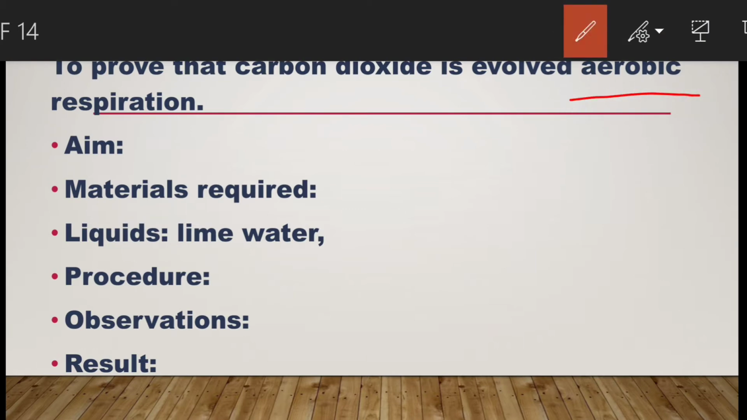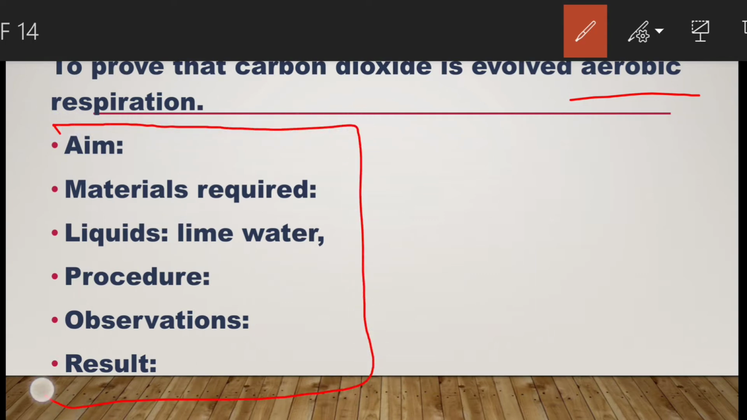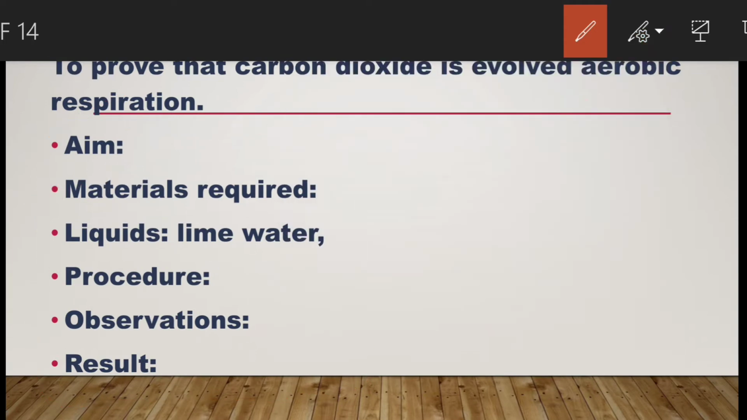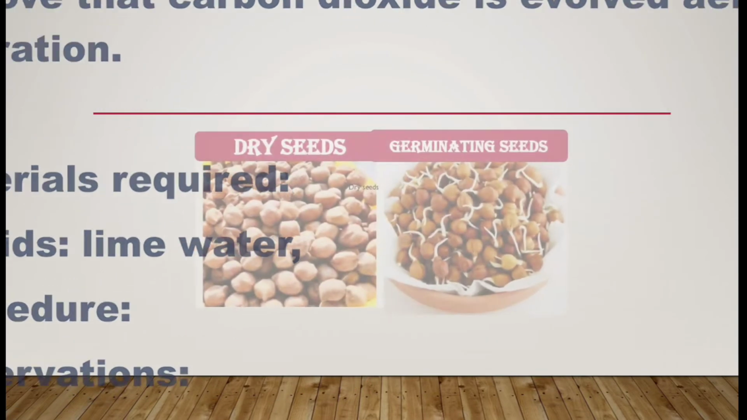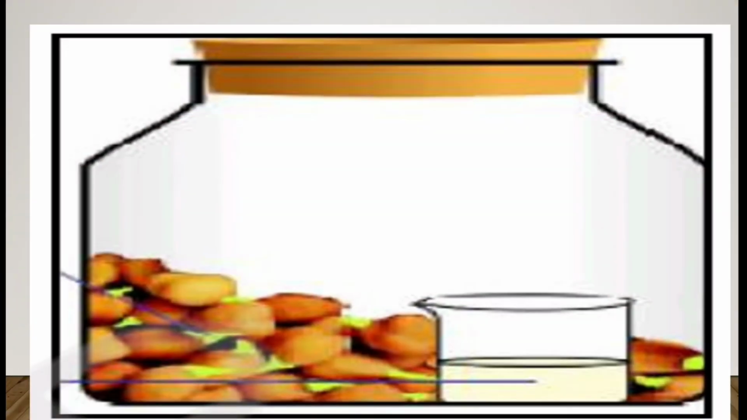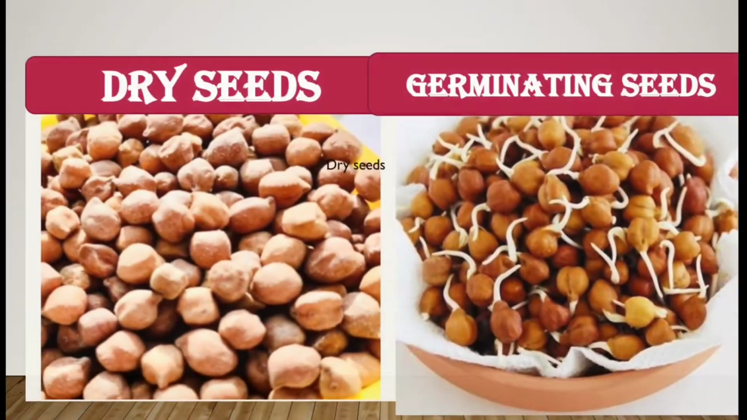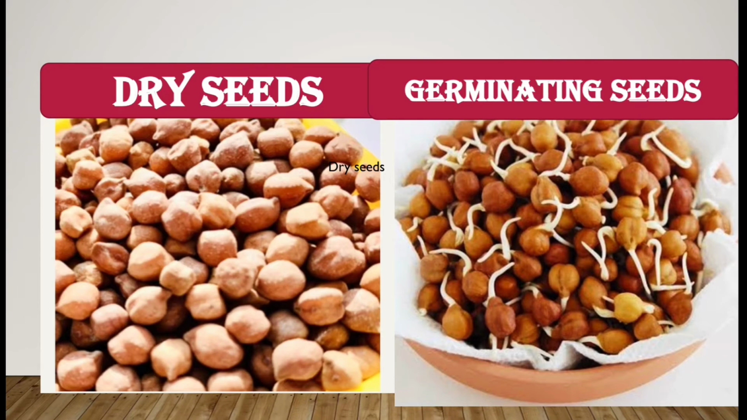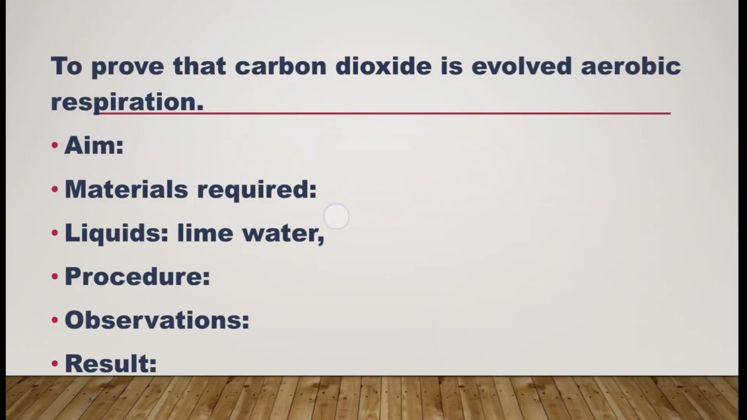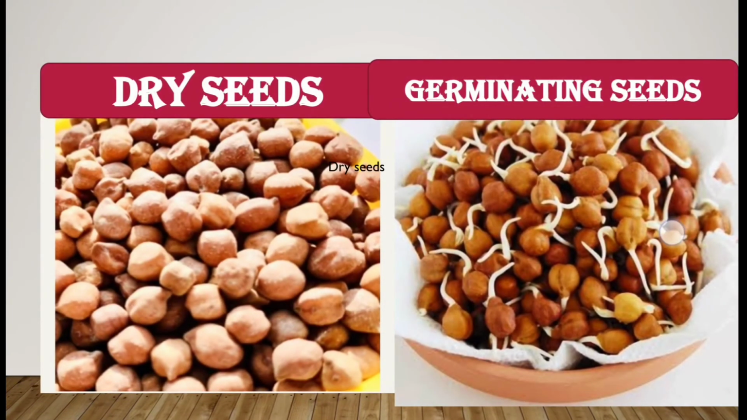If you want to write any experiment, follow these steps exactly. What is the aim? To prove that carbon dioxide is evolved during respiration. And what are the materials required for this experiment? We have to take dry seeds, germinating seeds and one glass bottle.